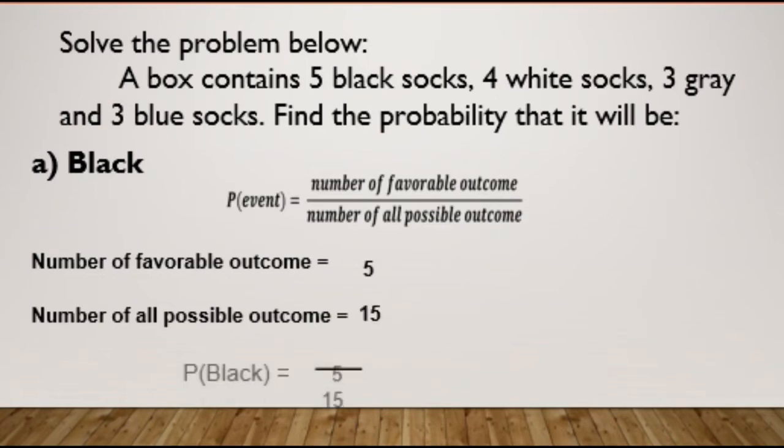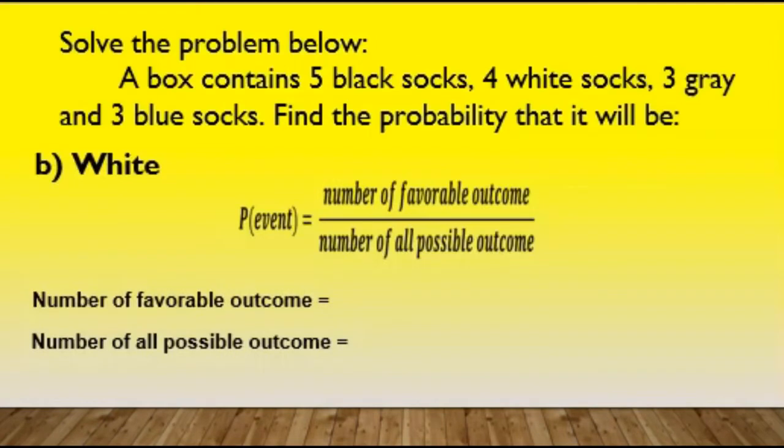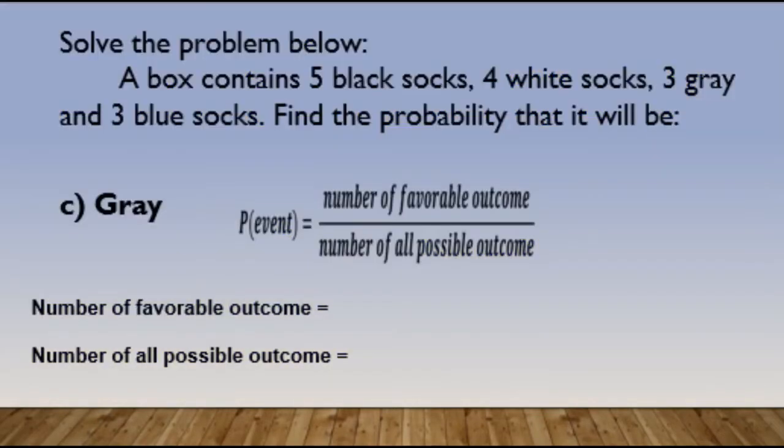So P of black is equal to 5 over 15, or we can reduce it into lowest terms. So we have 1/3, alright? Next, find the probability that it will be white. So we have 4 white socks for the number of favorable outcomes. And since we have a total of 15 socks, the number of possible outcomes is 15. So P of white is equal to 4 over 15.